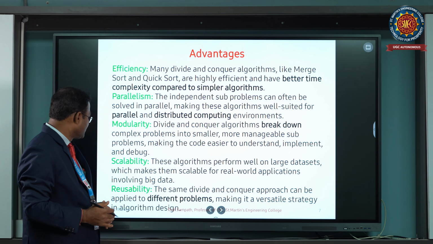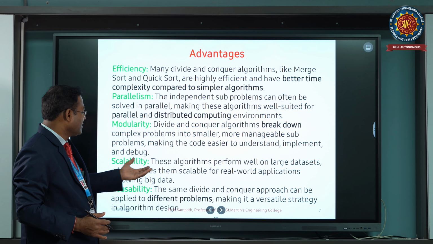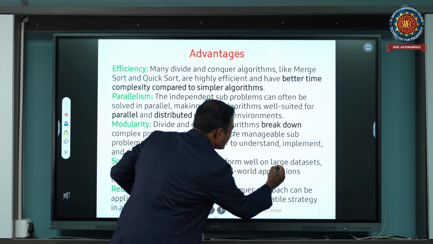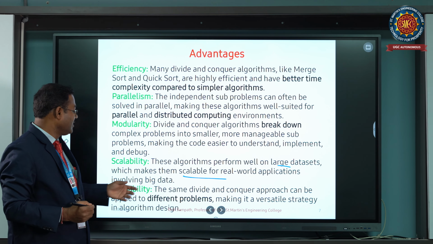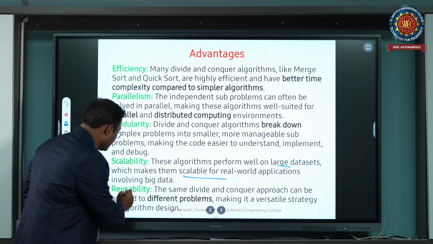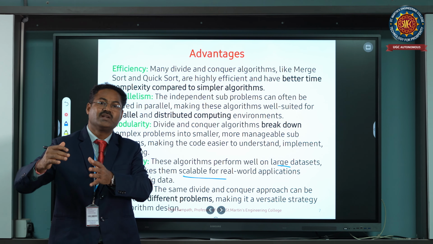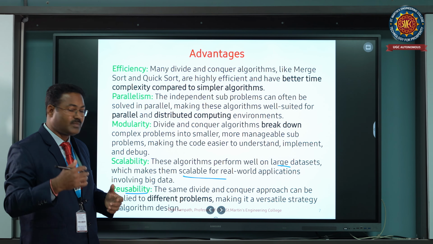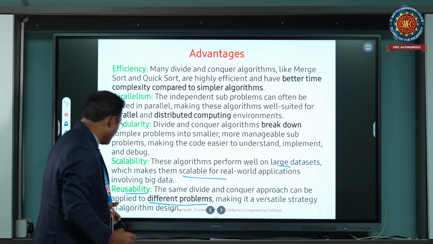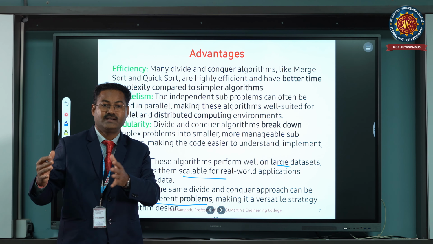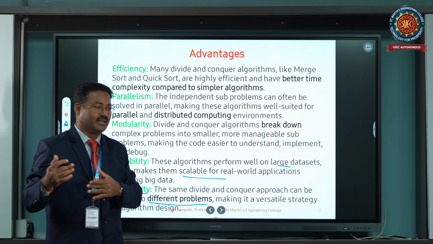Then scalability. Scalability is for real world applications. These algorithms perform well on large data sets, which makes them scalable for real world applications involving big data. And reusability. We divide the problem into modules, we solve every module, and we can reuse these modules in other projects or other problem solving techniques also. Reusability means we can reuse the modules anywhere, right?